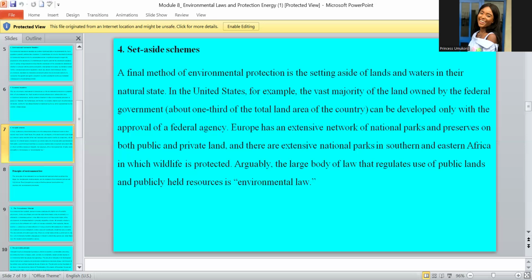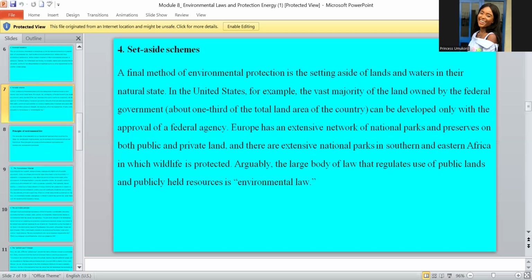We have set aside schemes. A final method of environmental protection is the setting aside of lands and waters in their natural state. In the US, for example, the vast majority of land owned by the federal government can be developed only with the approval of a federal agency.